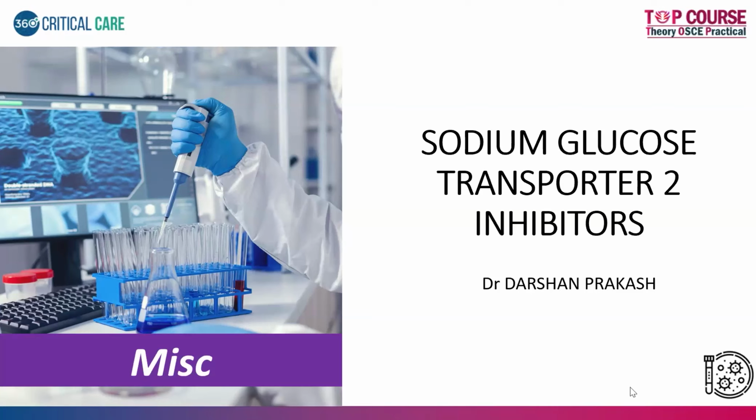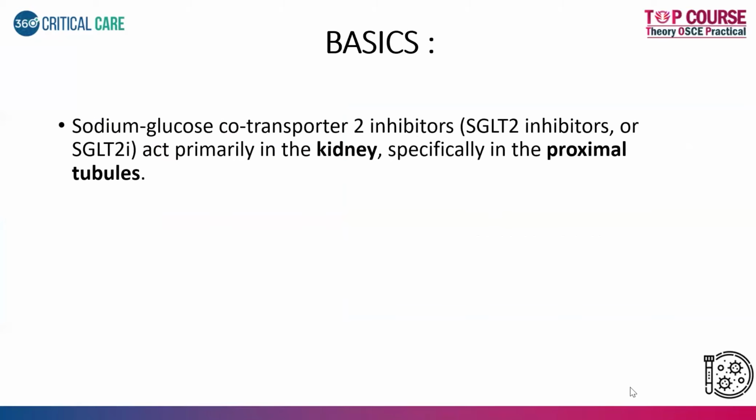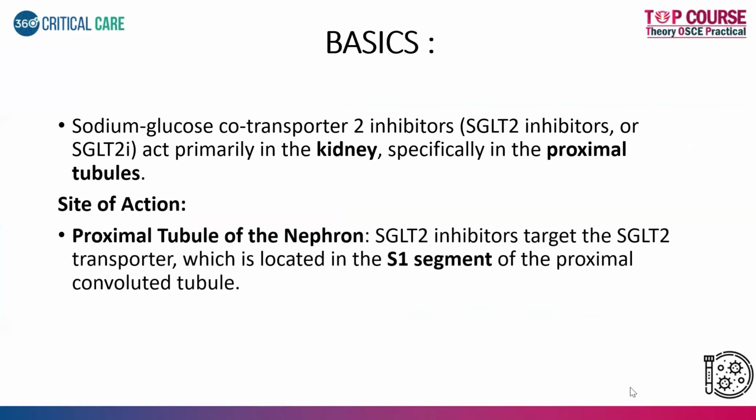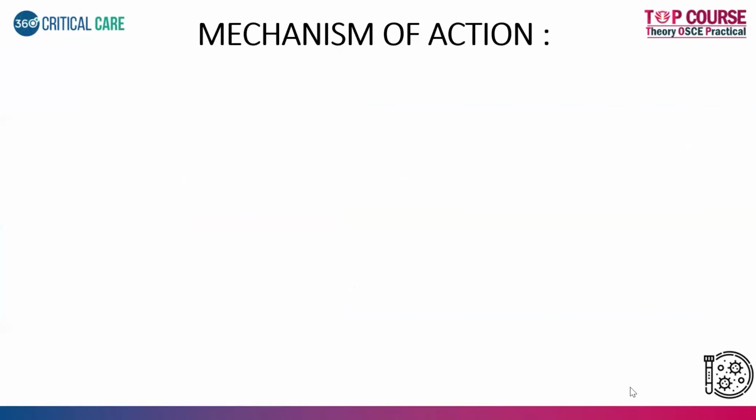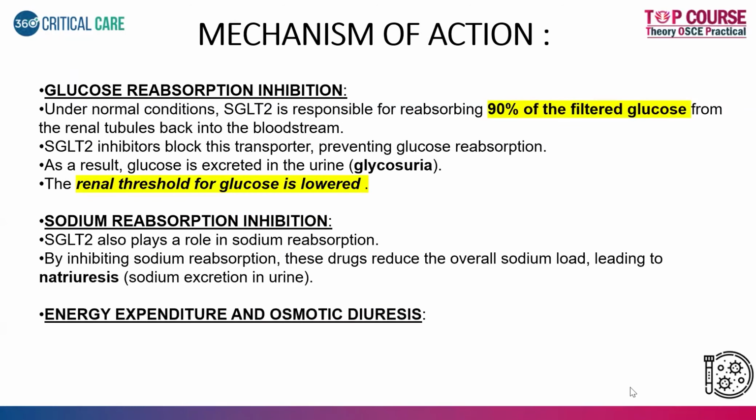So coming to the topic per se, sodium glucose transporter 2 inhibitors. I'll be discussing under the following outlines. Sodium glucose cotransporter 2 inhibitors, or SGLT2 inhibitors, act primarily in the kidney, specifically in the proximal convoluted tubule. If we are talking about specificity within the PCT, it acts on the S1 segment. So what does it do? What is the mechanism of action of SGLT2 inhibitors? As the name suggests, it causes glucose reabsorption inhibition.